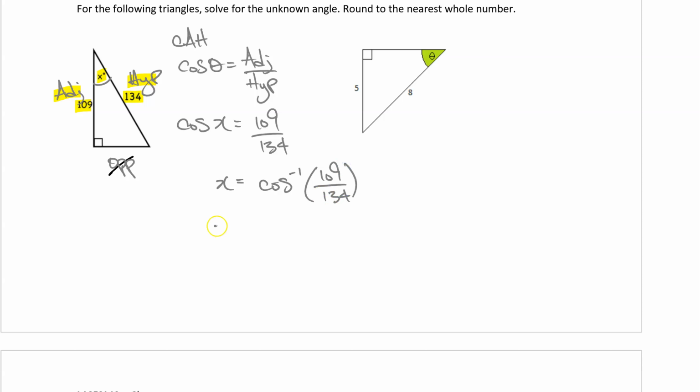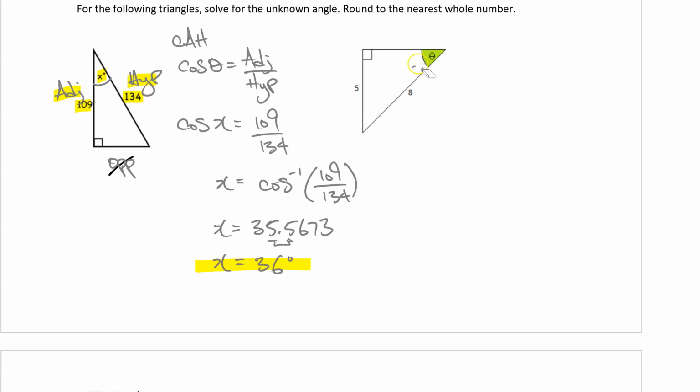Make sure you punch that in properly into your calculator, and you'll be able to get your answer. On your calculators, it might be second function and then cos, or shift and then cos. 109 over 134, and we get 35.5673, and we've got to round this. We need to round this to the nearest whole number because we are talking about angles. The best thing we can do here is look at this number. That is a 5. It'll turn this 5 into a 6. So we got 36 degrees.